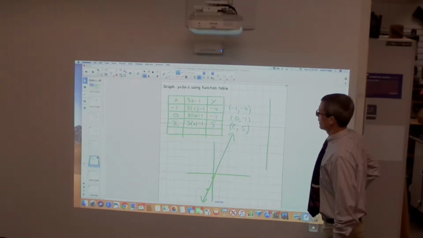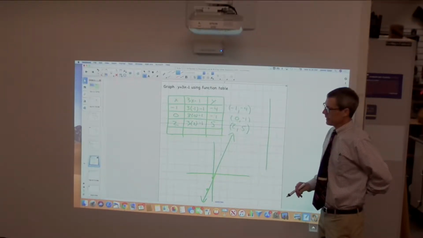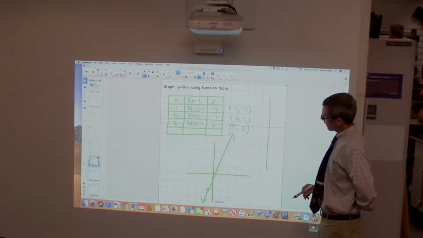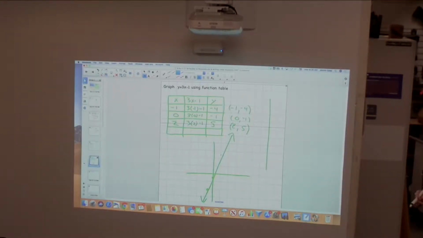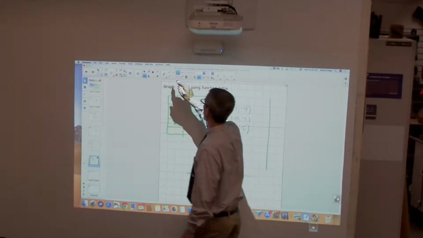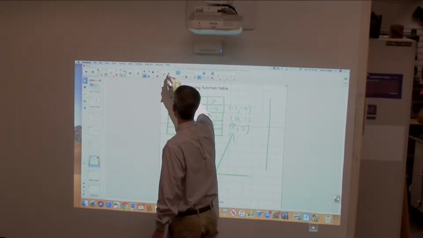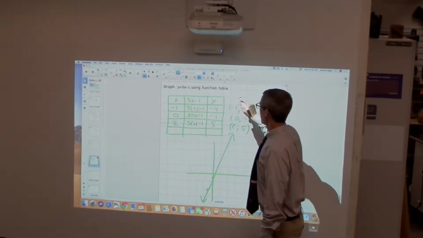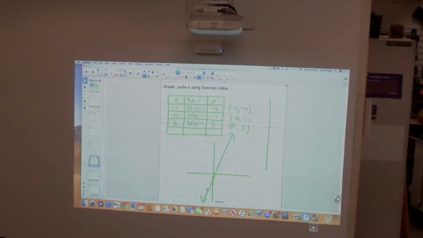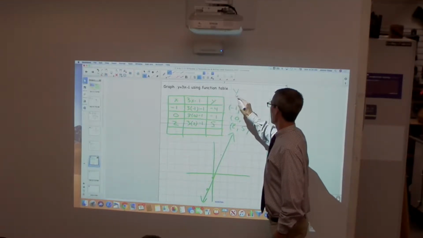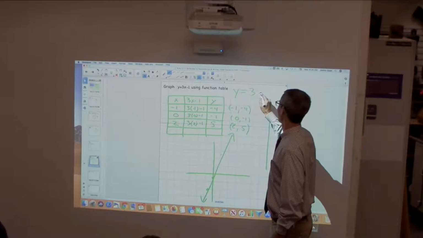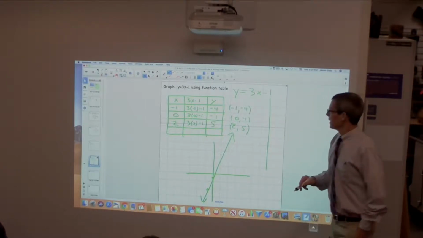Alright, if I can draw clearly. That's great. What would happen if I just decided to not use that? Let's see how that works. I'm going to graph it using slope-intercept form. So the slope-intercept form looked like this: y equals. Oh, try a different pen.